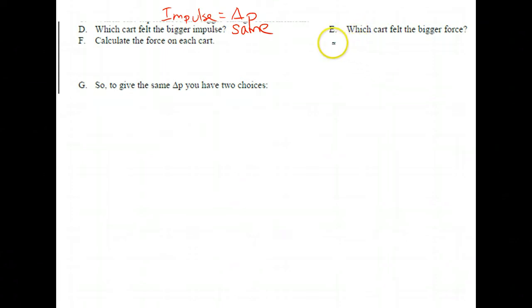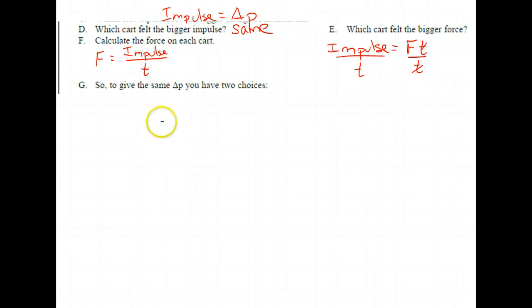But if we look at your formula for impulse, we need to look at that formula for impulse. It is force multiplied by time. So let's calculate the force on each cart using this formula. We can rearrange it, divide time on both sides, and we can calculate the force by taking the impulse and dividing by the time involved. So let's do that for cart 1, and I'll do it right down here.